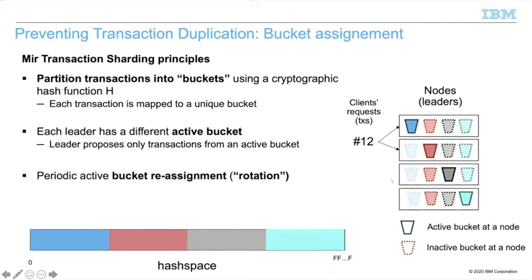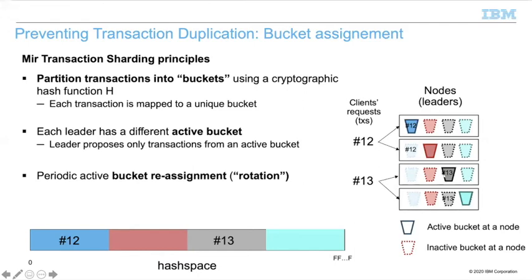So as 2 client requests, here I have client request number 12, it basically hashes to the blue part of the hash space. And for example, request number 13 hashes to the gray part of the hash space. This means at this point in time, only node 0 can propose transaction number 12, and only node 2 can propose transaction number 13. And then we go, right?